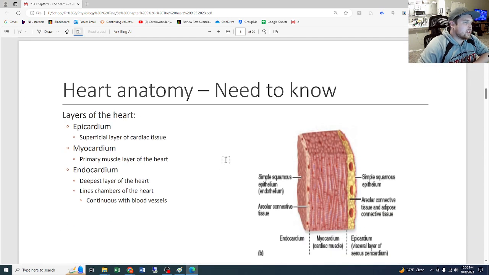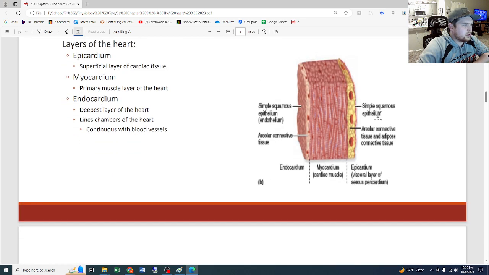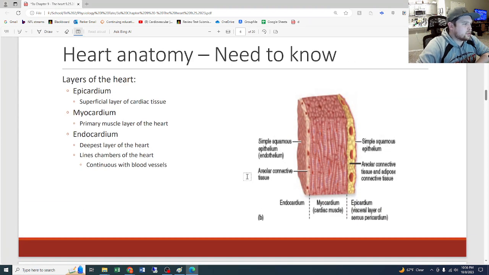More heart anatomy. From the most superficial layer to the deepest layer, we have our epicardium. Then we have the myocardium, which is all of our muscle, and then the endocardium, which is a simple squamous epithelium. There's not a lot here. You should remember the different layers. Don't get epi and endo mixed up. Epi is the outside, endo is the deepest, on the inside.